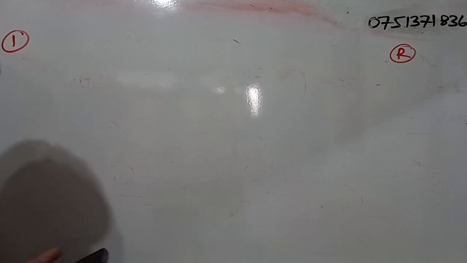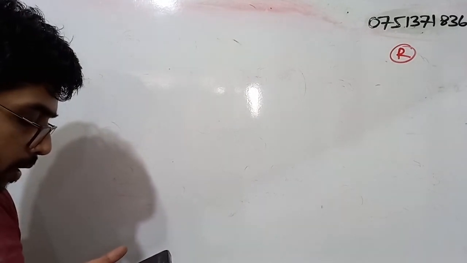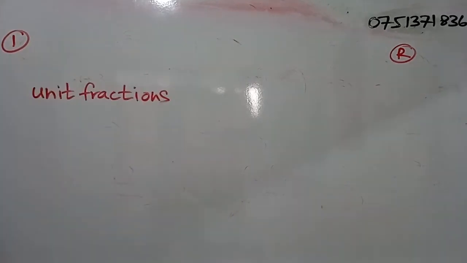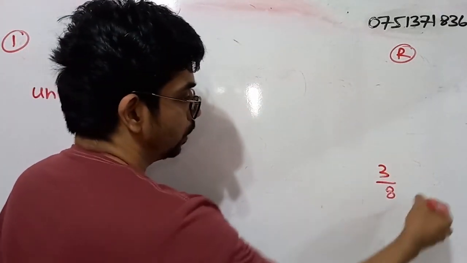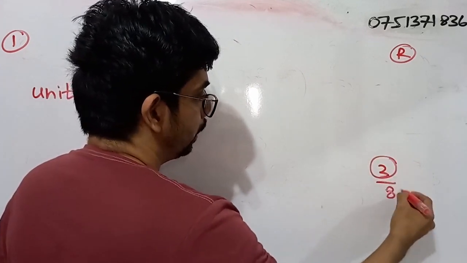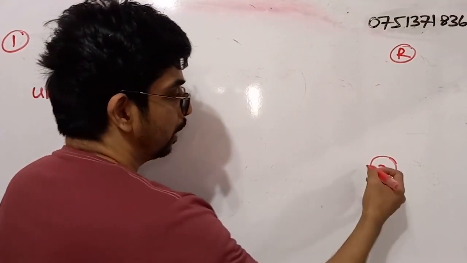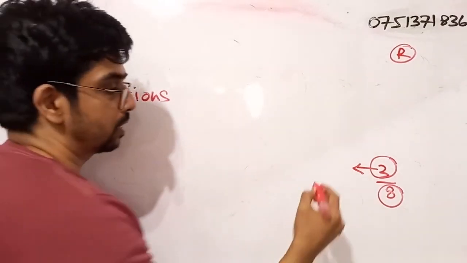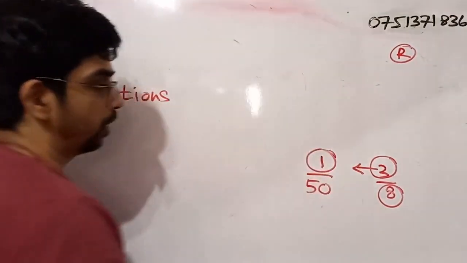Right. So we have been given several fractions there. So we have to select them. First of all we have unit fractions. So unit fractions are what? When we think about a fraction like 3 by 8, this is the numerator, this is the denominator, right? In unit fractions, the numerator is always 1, something like 1 by 50.